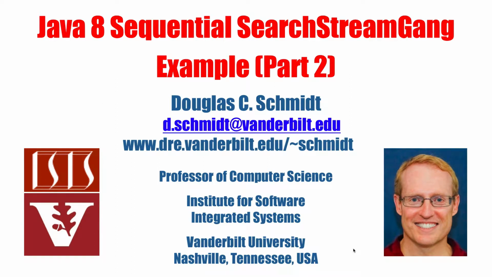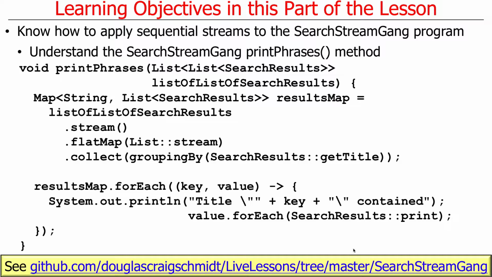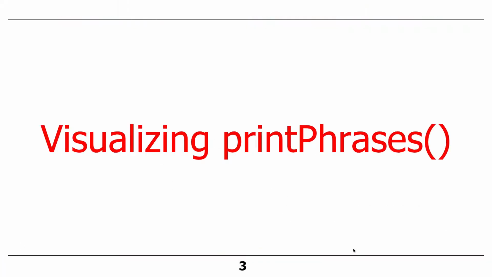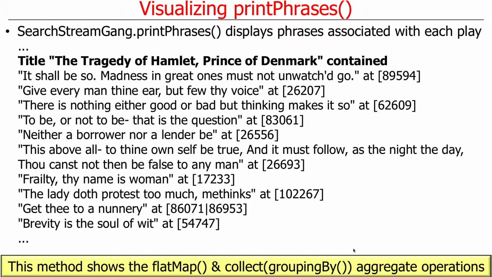So now that we've talked about the basics of process stream and process input using a stream, I'm going to focus on another method called printPhrases. And this will be used to illustrate some other features in Java 8 streams, another set of aggregate operations, or specifically another aggregate operation that's really important.